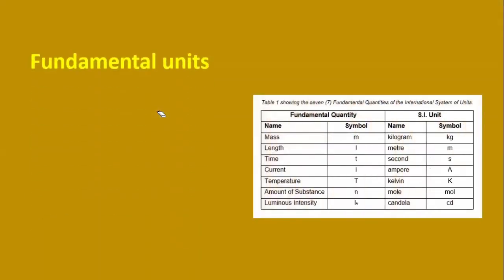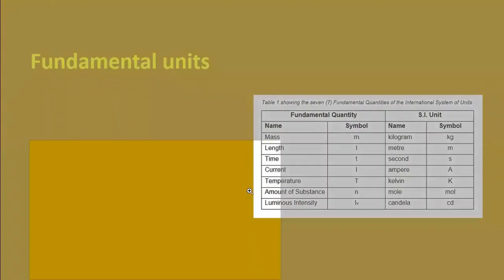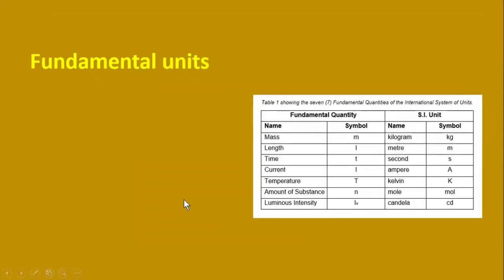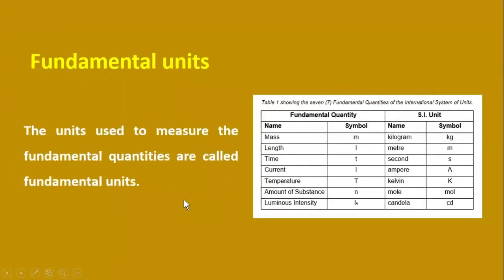So let us go with the fundamental units. There are 7 fundamental units we have learned, each of them having their own unit. So mass has a standard reference. That's what we call kilogram. Length has a standard reference. That's what we call meter. Likewise, time has second, current has ampere, temperature has Kelvin, amount of substance has mole, and luminous intensity has candela.